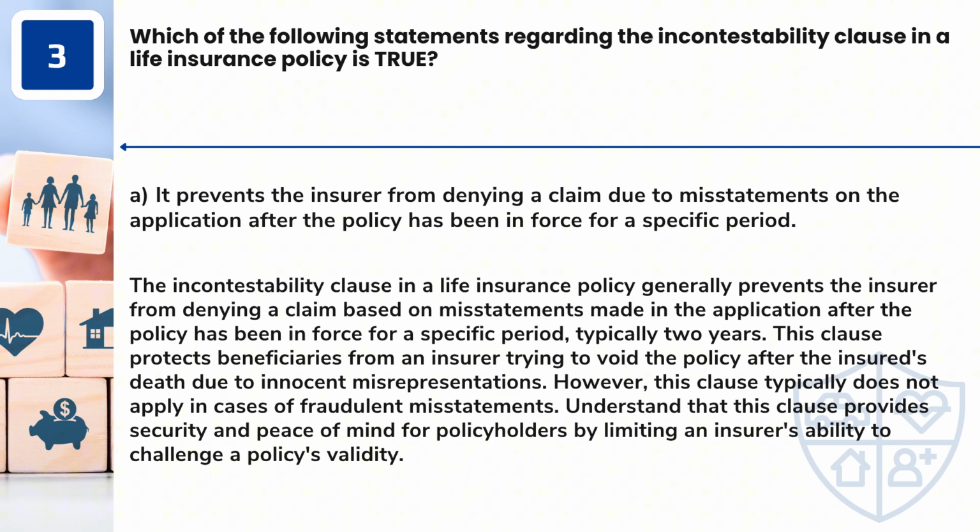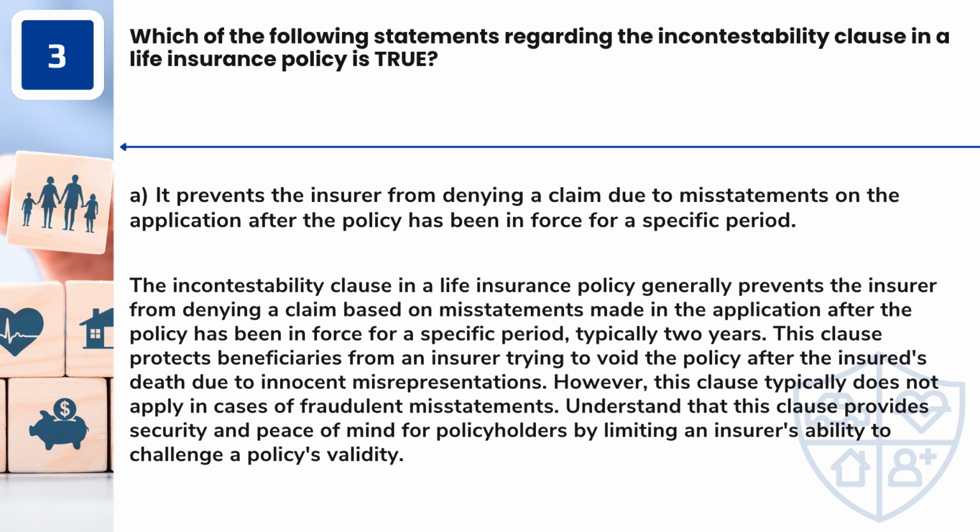Answer: A. It prevents the insurer from denying a claim due to misstatements on the application after the policy has been in force for a specific period. The incontestability clause in a life insurance policy generally prevents the insurer from denying a claim based on misstatements made in the application after the policy has been in force for a specific period, typically 2 years. This clause protects beneficiaries from an insurer trying to void the policy after the insured's death due to innocent misrepresentations. However, this clause typically does not apply in cases of fraudulent misstatements. Understand that this clause provides security and peace of mind for policyholders by limiting an insurer's ability to challenge a policy's validity.